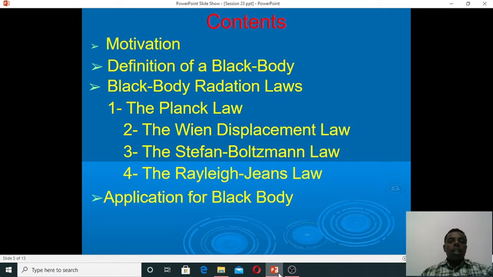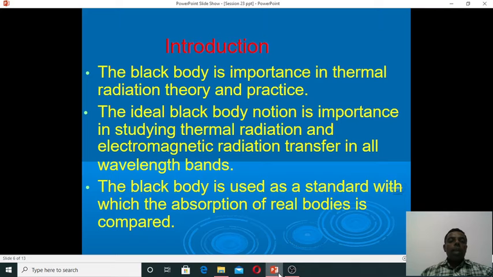Now, we will define black body radiation and the black body radiation laws called Planck's law, Wien's displacement law, Stefan-Boltzmann law and Rayleigh-Jeans law, and some applications of black body radiation. The black body is important in thermal radiation theory and practice. The ideal black body notion is important in studying thermal and electromagnetic radiation transfer in all wavelength bands. The black body is used as a standard with which the absorption of real bodies is compared.